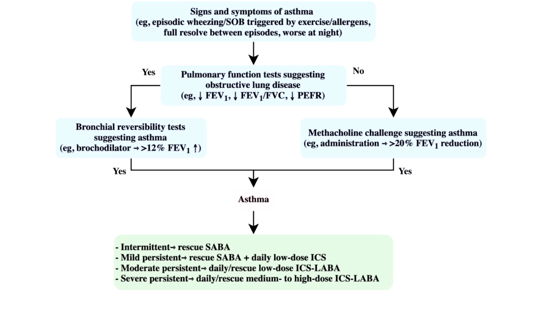When asthma is diagnosed, we start treatment with appropriate medications. Intermittent asthma needs only rescue short-acting beta-2 agonists. In mild persistent asthma, we should add daily low-dose inhaled corticosteroids. In moderate persistent asthma, we add long-acting beta-2 agonists. Finally, severe persistent asthma needs daily, medium, or high-dose inhaled corticosteroids with long-acting beta-2 agonists.